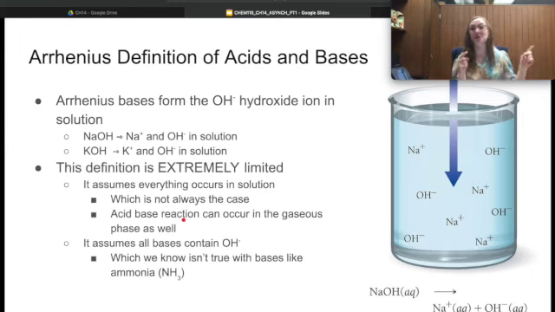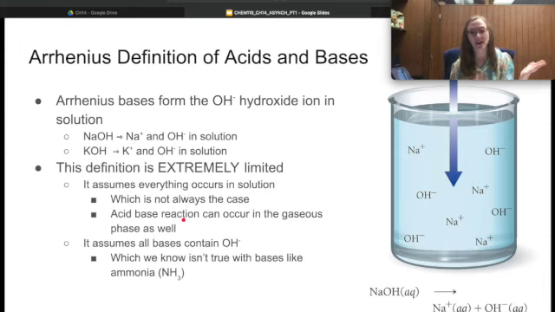Arrhenius bases. We already talked about the acids. But the Arrhenius definition of acids and bases, if we're going to focus on the base aspect of this, is that Arrhenius bases form the hydroxide OH minus ion in solution. So this is one of those polyatomic ions you really should be able to recognize. It's going to become your best friend right about now. You're going to know it. We saw it a little bit in the observation of ionic compounds lab. Arrhenius bases form the OH minus hydroxide ion in solution.